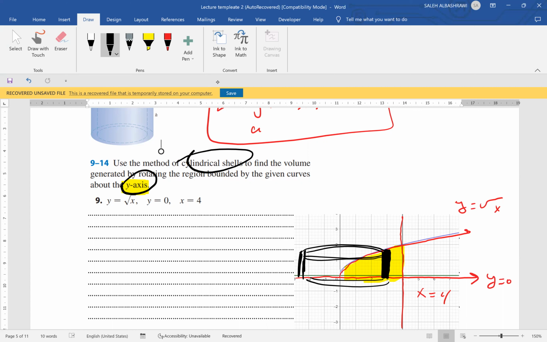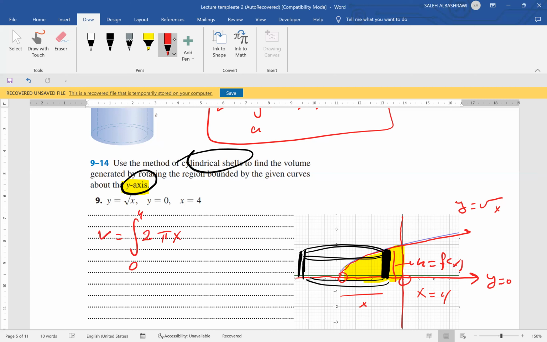So the volume, in this case, is equal to the integral, where the region R is included between 0 and 4. So the limits of the integration are 0 to 4. 2π x. The radius of the circle is x, because we are rotating about the y-axis, so we are using the x variable. If we rotate it about the x-axis, we would use the y variable for the cylindrical shell method. Multiplied by the height. The height of this rectangle is given by the function f of x.